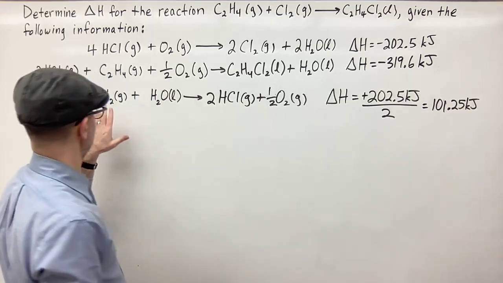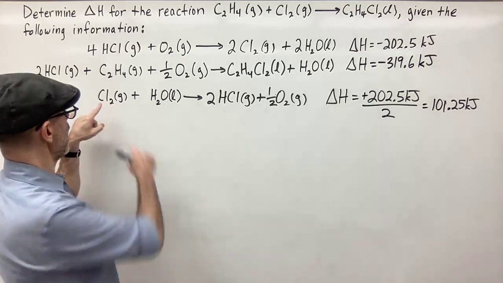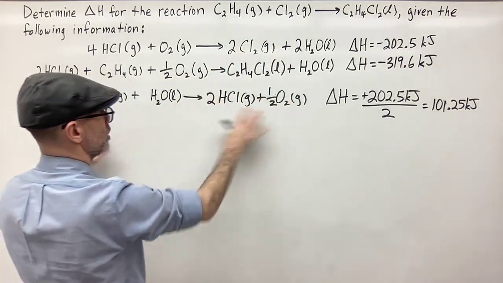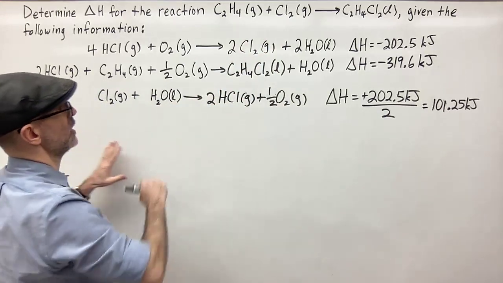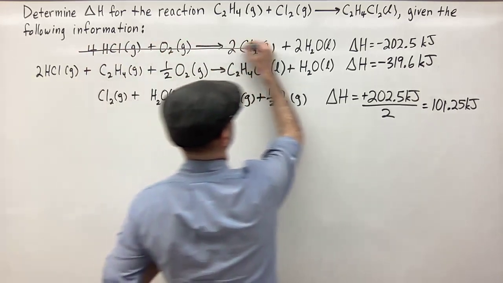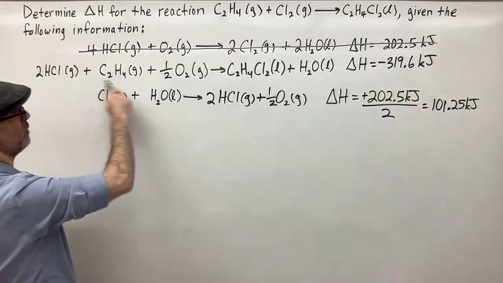And so now we have Cl2 gas as a reactant, and here we have it as a reactant, so we're good. So we're done with this equation here. There's nothing else to work with here. Now I'll cross this one out, so that way we don't have to worry about that one.